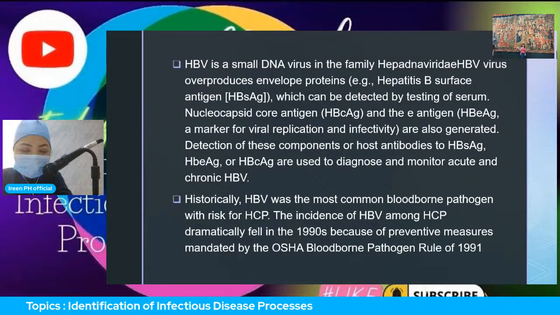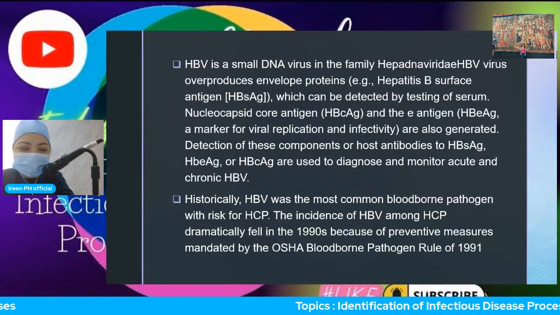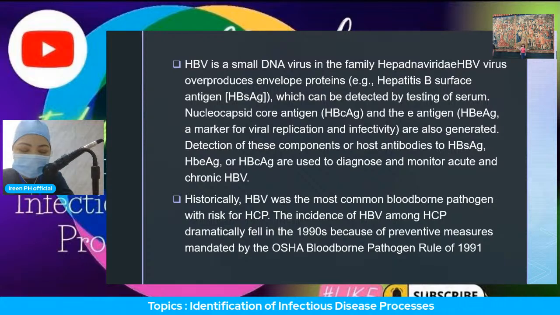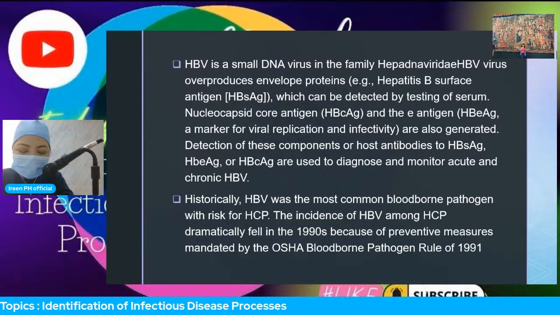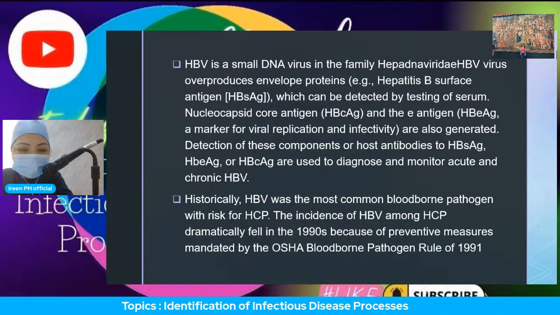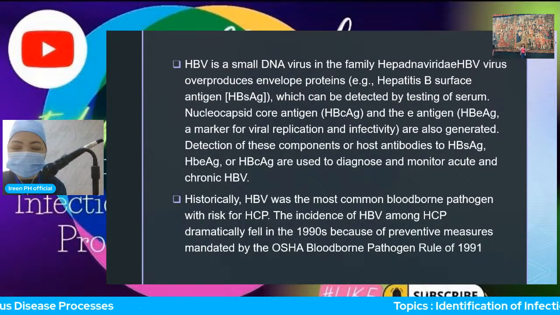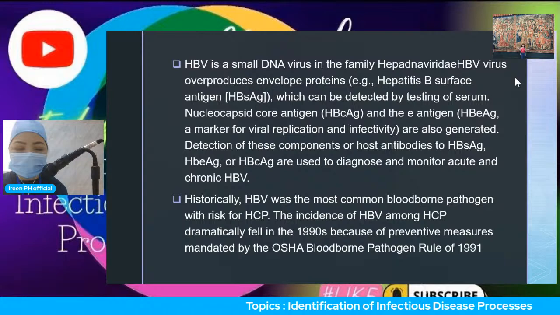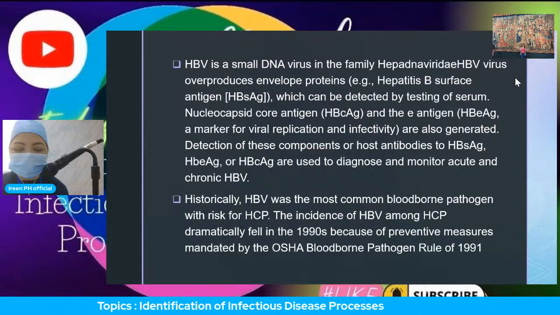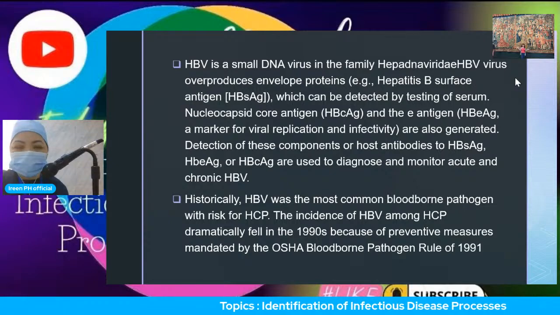Historically, hepatitis B virus was the most common blood-borne pathogen with risk for healthcare practitioners. The incidence of hepatitis B virus among healthcare practitioners dramatically fell in the 1990s because of preventive measures mandated by the OSHA blood-borne pathogens rule of 1991.